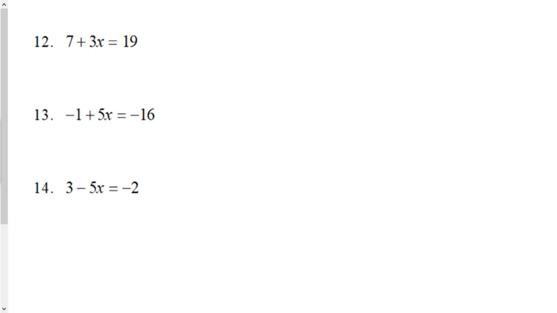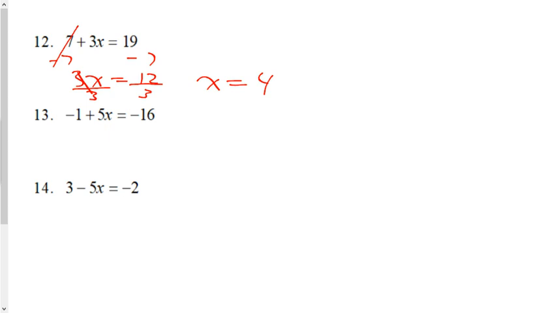What's your constant, Jack, in question 12? 7 it is. So you're going to subtract 7 from both sides. You got rid of it. 3x equals 12. Divide both sides by the coefficient, and x will equal a positive 4.